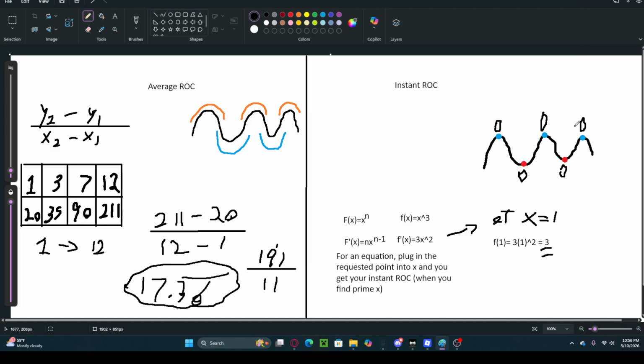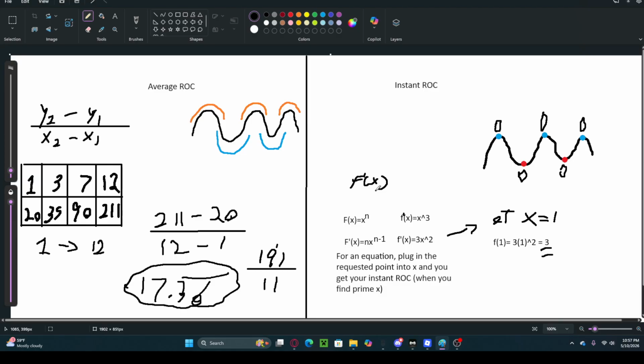Because you're switching from positive rate of change to negative or negative to positive, your instantaneous rate of change is going to be 0. But what if you have to find instantaneous rate of change at a specific point? Then you will need to do this thing called finding the prime version of a function, right? So the prime version of a function, adding a little prime right there, is basically just f of x, but with a little prime mark at the top of it. And that is what we use to find instantaneous rate of change because it gives us the tangent line of the graph at that specific point.